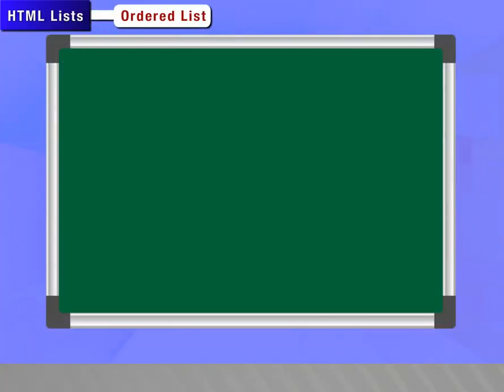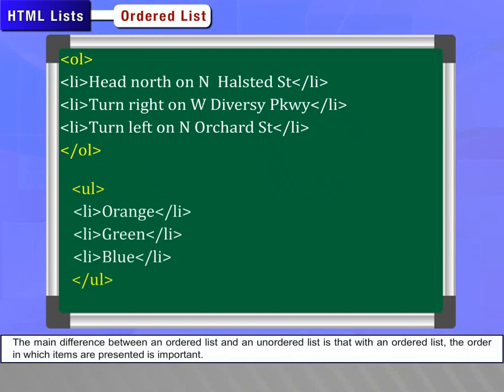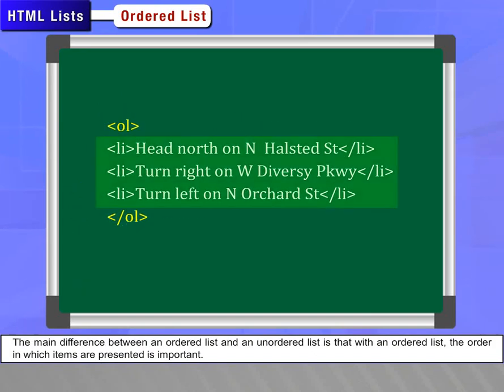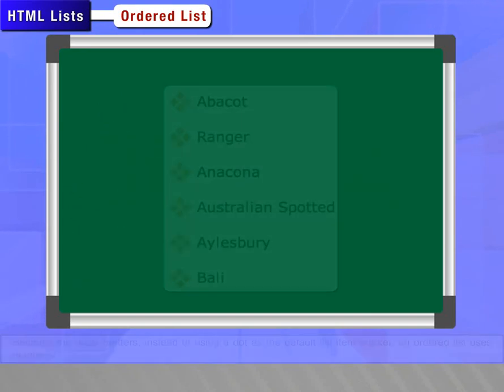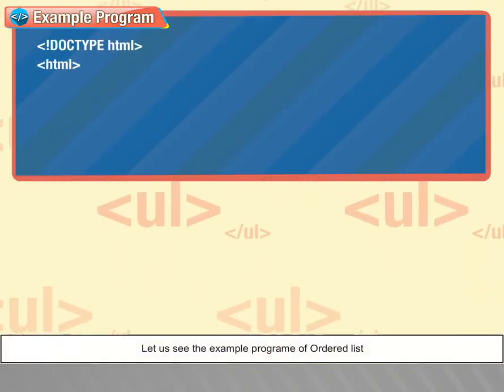Ordered list. The ordered list element OL works very much like the unordered list element. Individual list items are created in the same manner. The main difference between an ordered list and an unordered list is that with an ordered list, the order in which items are presented is important. Because the order matters, instead of using a dot as the default list item marker, an ordered list uses numbers. Let us see the example program of ordered list.